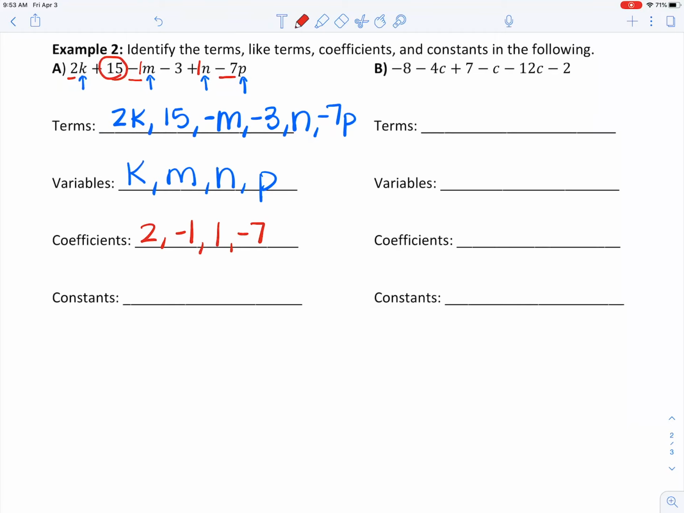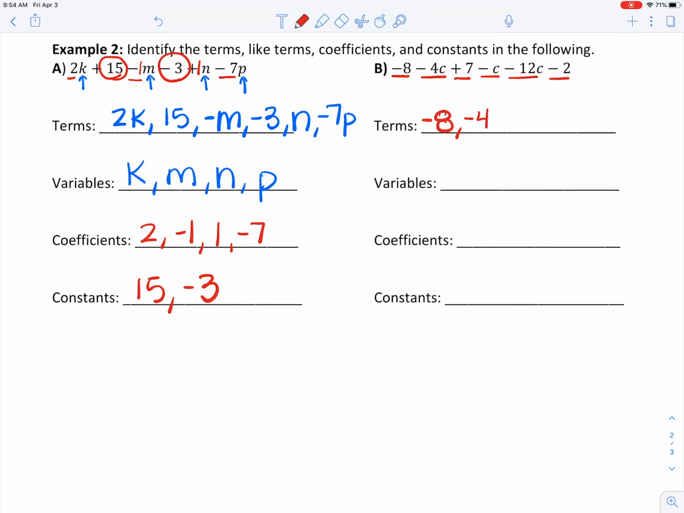Okay, and our constants, those are the numbers that are by themselves. So we've got a positive 15, we've got a negative 3, and that is it. Okay, one more example that we're going to talk through. We write down the terms. So again, everything that I see, and include the negative if I see it.